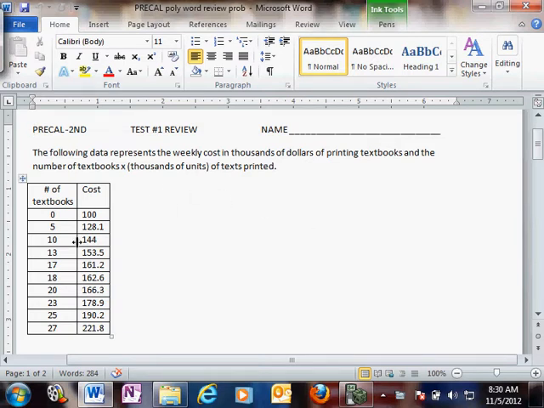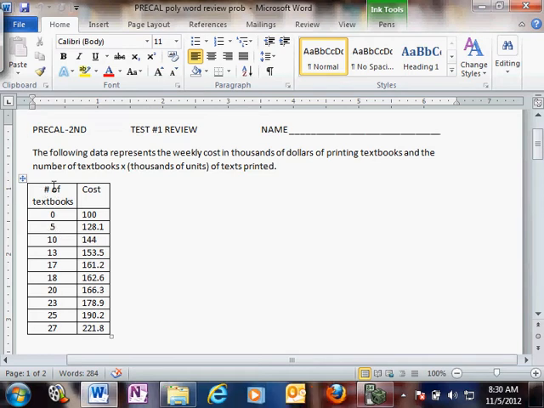Okay, so this part right here, thousands of units, that's going to be very important when we're answering these questions coming up. So if I have my X values here, number of textbooks, 5, 10, 13, and so forth, this is not 5, this is 5,000. And the cost wouldn't be just 100, but this would also be in thousands of dollars, $128.1 thousand, and so forth and so on.